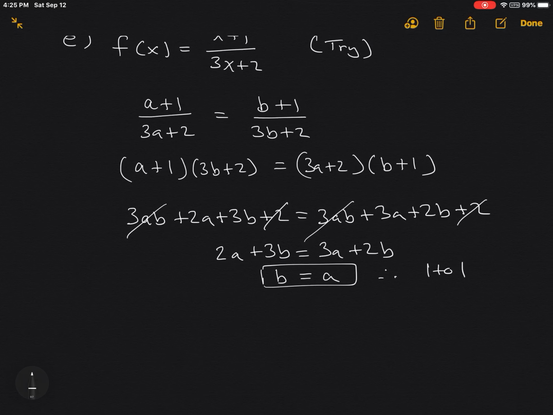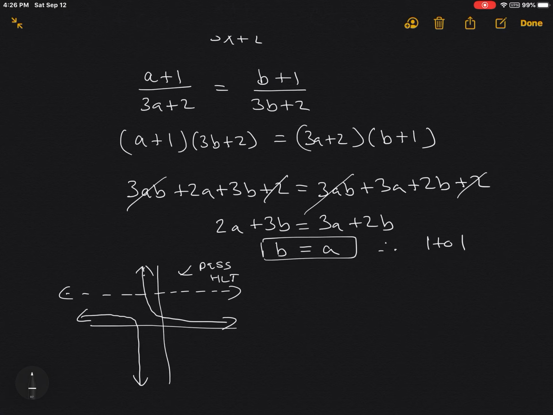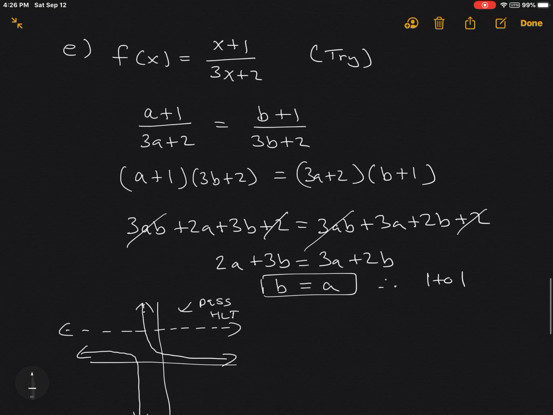It's 1 to 1. Okay, so if it is 1 to 1, if you want to verify this graphically, again, I haven't reviewed graphing rational functions with you just yet. It's going to look something like this. You can use Desmos for now, but roughly it's going to look something like this rational function. It's going to pass the HLT. Again, you can use Desmos. I'll review how to graph rational functions with you later.